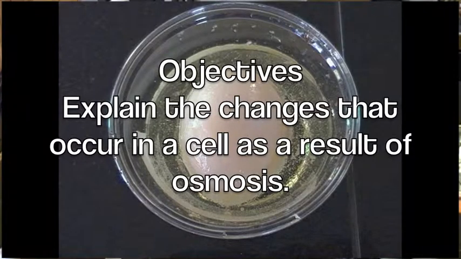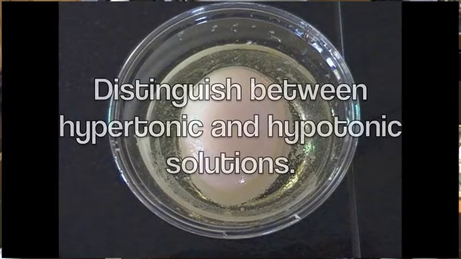In this three-part series, we will be examining a specific type of passive transport called osmosis. Our objectives are to explain the changes that occur in a cell as a result of diffusion, or in this case, osmosis, and to distinguish between hypertonic and hypotonic solutions. Be sure to read the lab directions and follow your class's safety instructions throughout the lab.